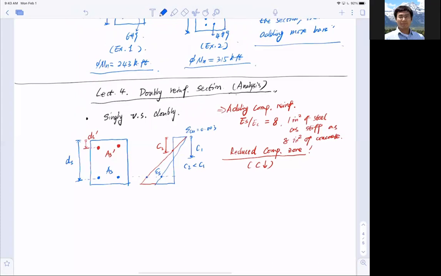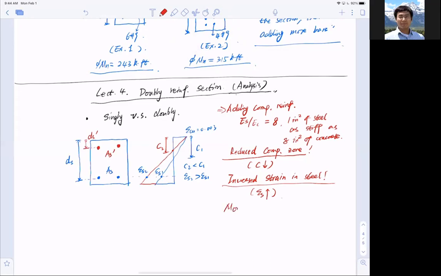So now the strain epsilon S2 is much larger than epsilon S1. Meaning the increased strain in steel, or epsilon S increases. Now you say, oh look, this is pretty good, right? I decreased my compressive zone, increased my reinforcement strain. Does that mean the moment resistance changes, increases?